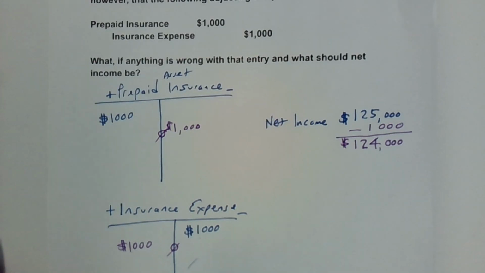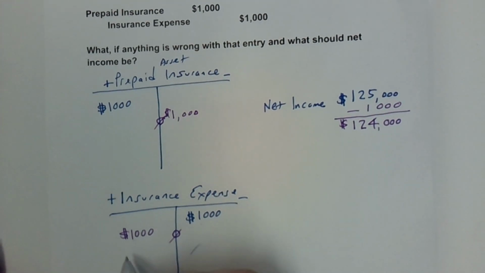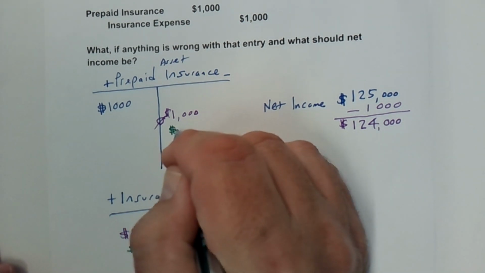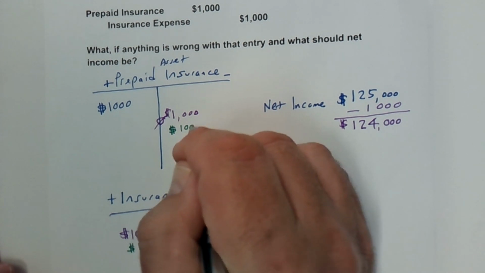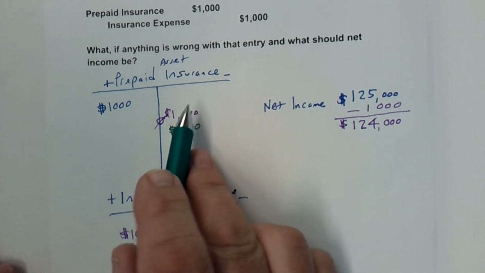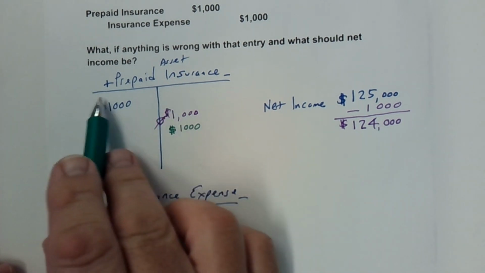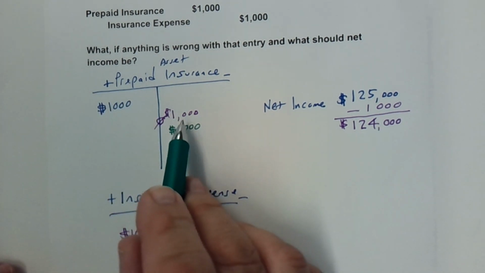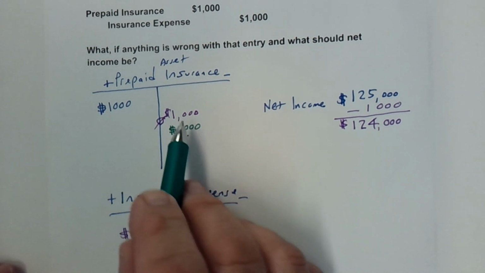So that is still not correct because we actually used up $1,000 of insurance and we need to reflect that. So we actually need another entry in which we debit insurance expense. This is now for the actual $1,000 of insurance that we used up, and we need to credit prepaid insurance for $1,000, and that will reduce the prepaid insurance, the asset that we had here, whatever amount it was as a beginning balance. We're not showing it. We've now reduced it by $1,000.